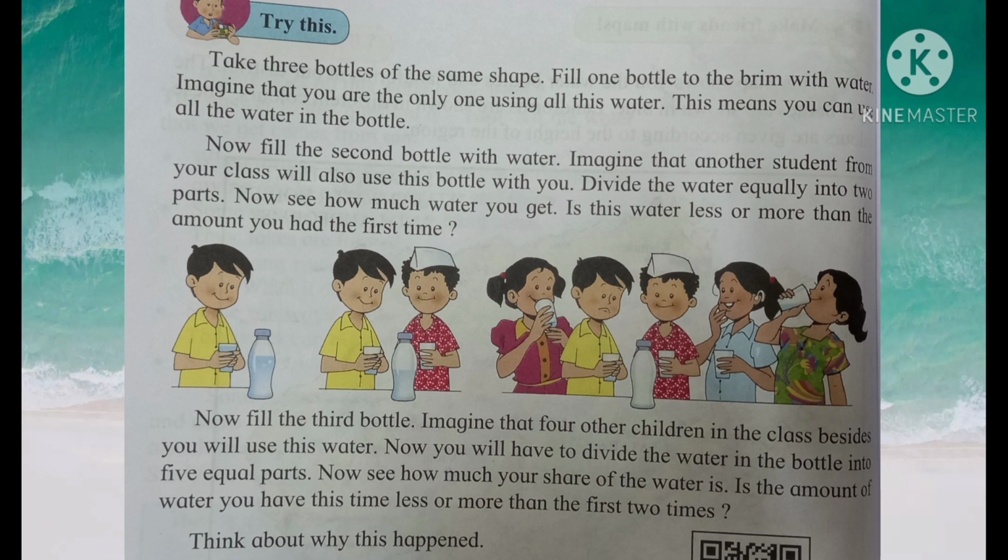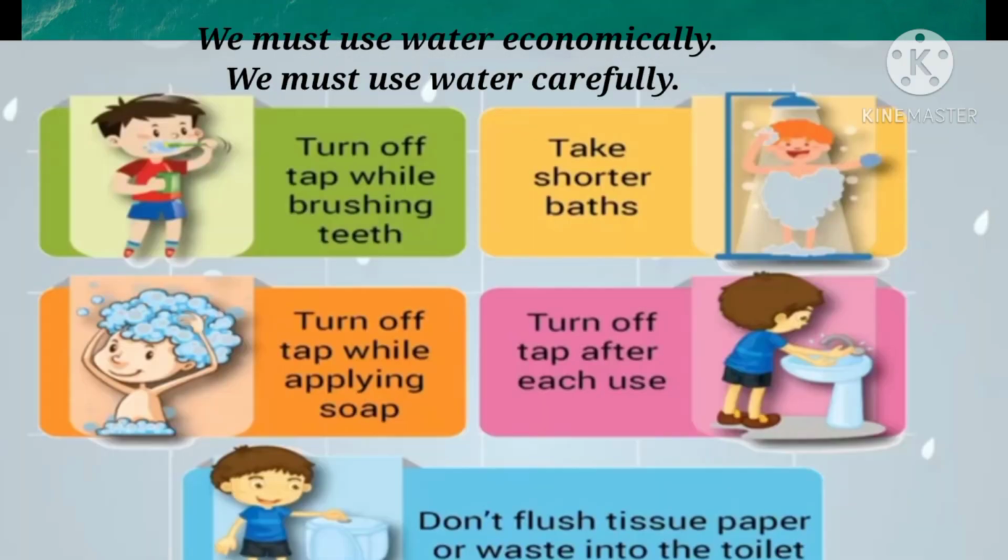On page number 56, we can see one activity. One boy is drinking water from the bottle, and as the number of children increases, they share the water. The amount of water they get will be less than the amount they had the first time. So what have we learned from this activity? As the number of people increases, we get less water. So we must use the water economically. We must use the water carefully.